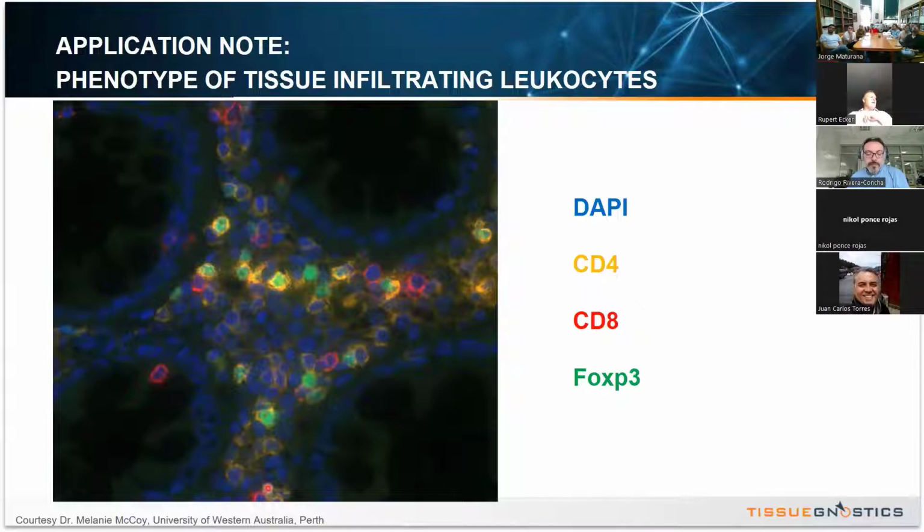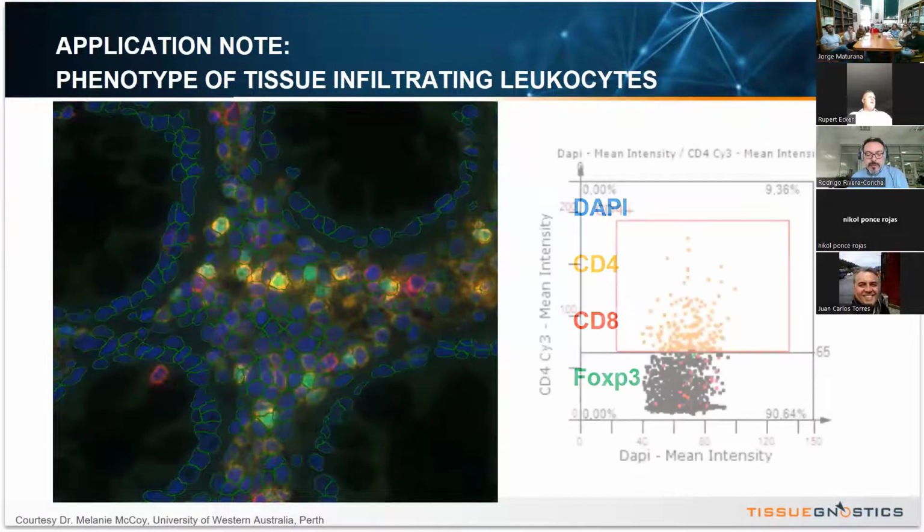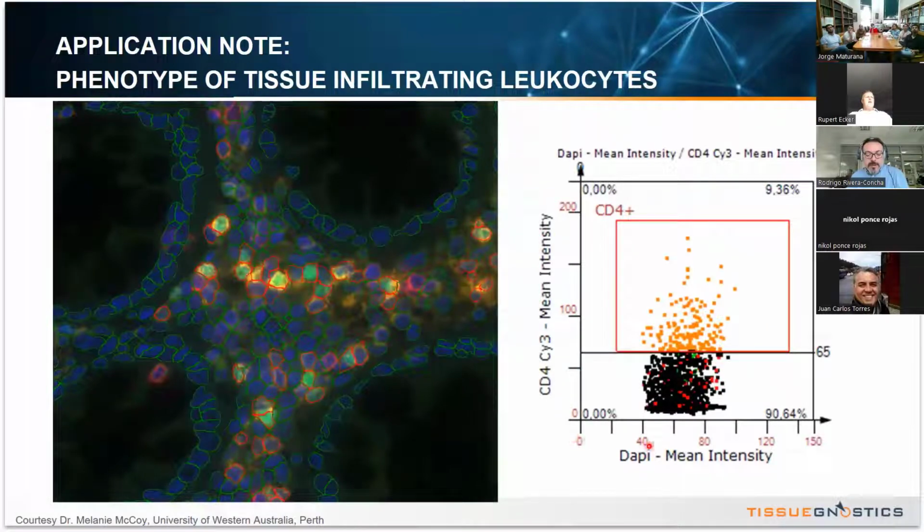We see here an example of a four-color immunofluorescence staining from a client in Perth in Western Australia. It's DAPI in blue, T helper cells in yellow, cytotoxic T cells in red, and FOXP3 in green. You will probably know that CD4 FOXP3 double positive cells are referred to as the regulatory T cells. We use DAPI as master channel and then measure for each nucleus how much yellow and how much red and blue and green is associated with it, and get then this type of readout. You see here DAPI mean intensity versus CD4.